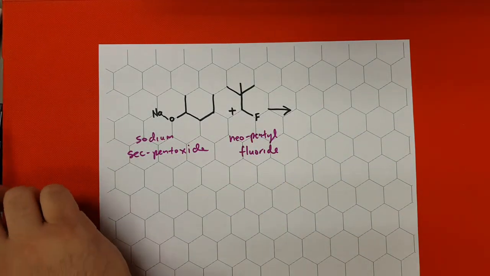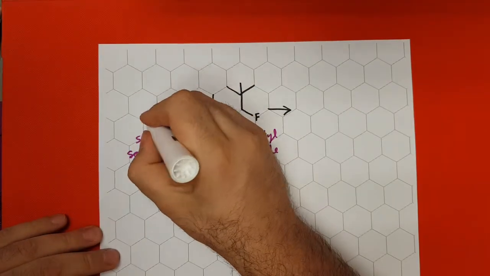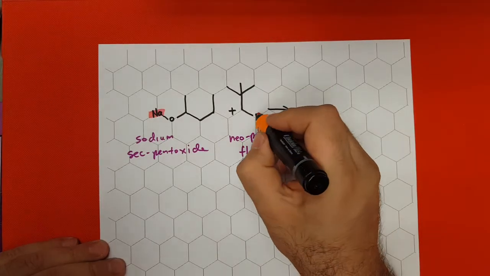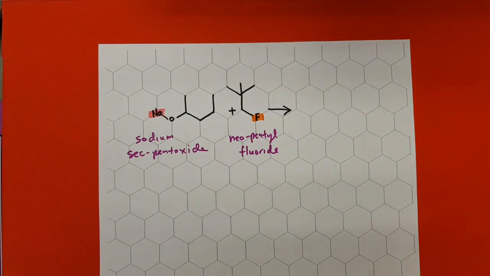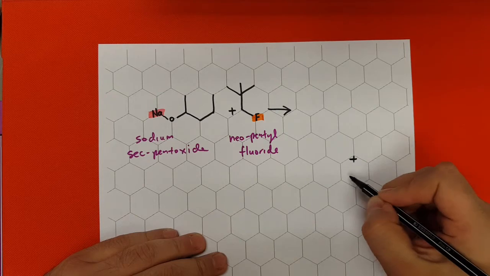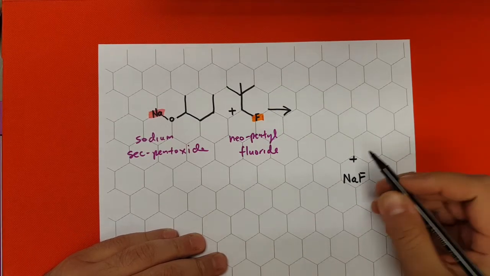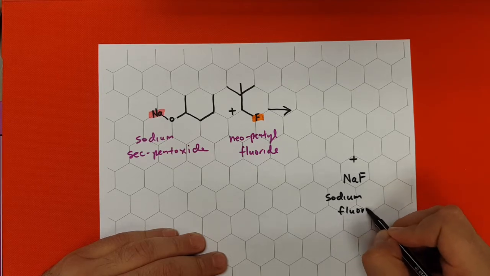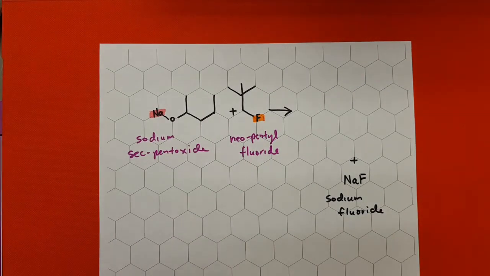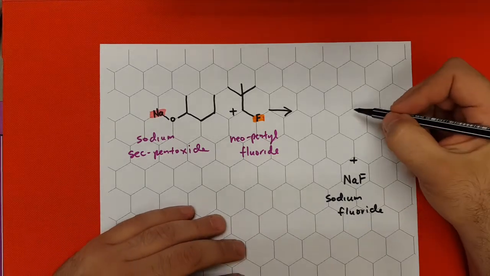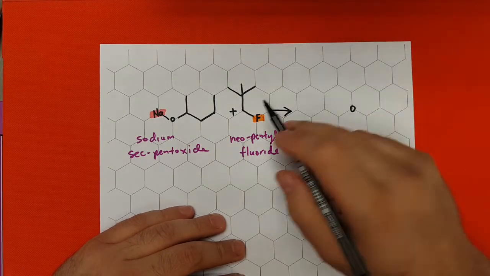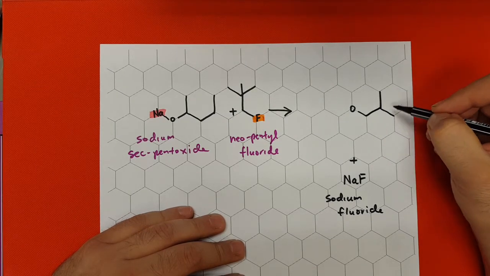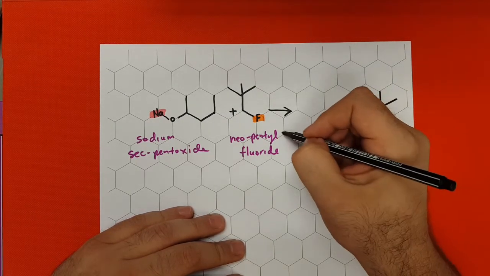So now we have our groups attached. So let's use that little marker technique again. I'm going to highlight this, and I'm going to highlight the fluorine. And these two are going to show up together at the end of my formula. So we have sodium fluoride, and we're going to name it sodium fluoride. And then what's attached to my ether? We have oxygen in the middle, neopentyl on one side, 1, 2, 3, 4, and 5. Neopentyl, check.